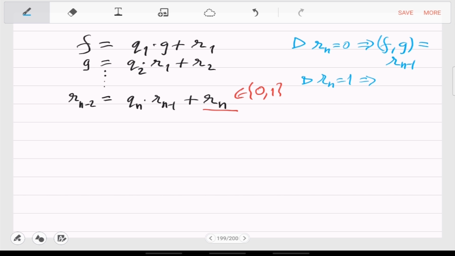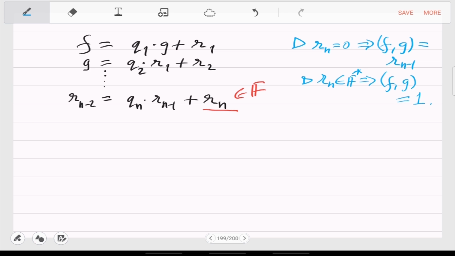I don't think we can always take it to be 1. Let's keep it separate. It's an element in F, a field element. So if R_n is not 0, it's in F star. Then what can you say about the GCD? Yes, f and g are co-prime, so the only monic factor that's common is 1.